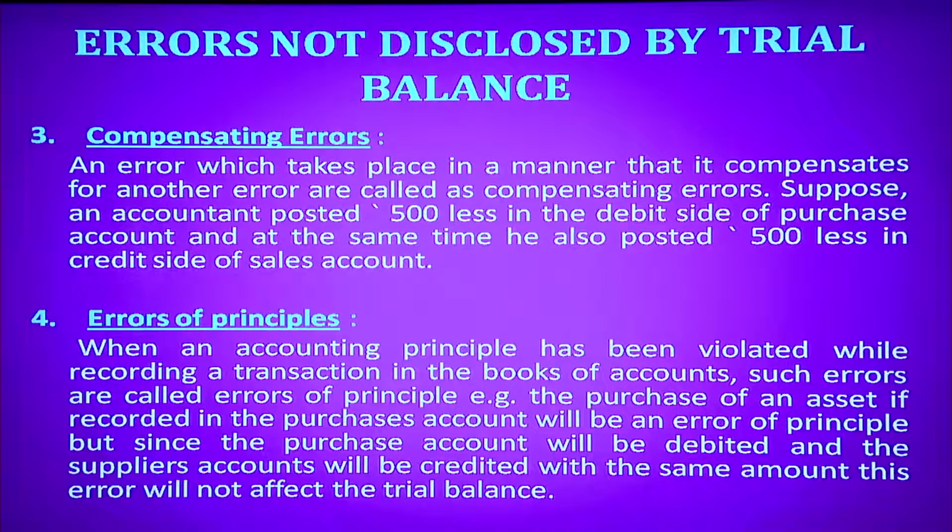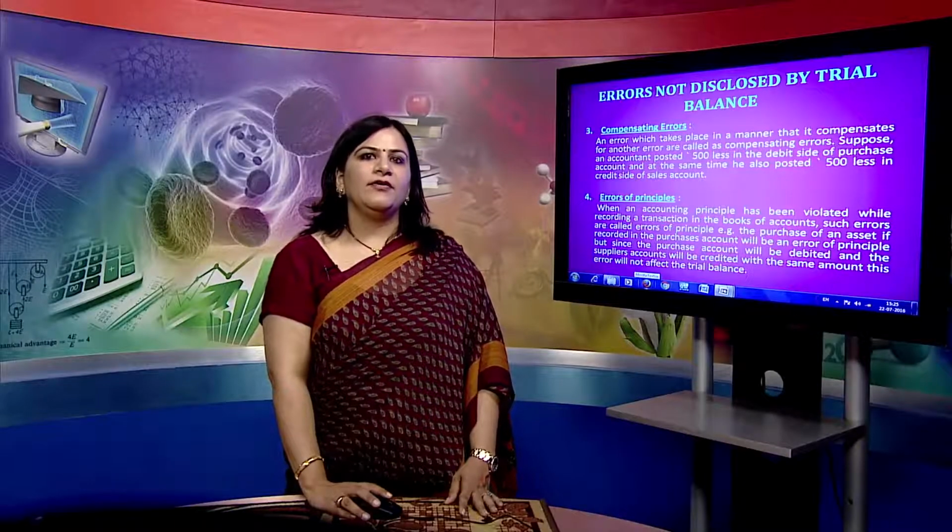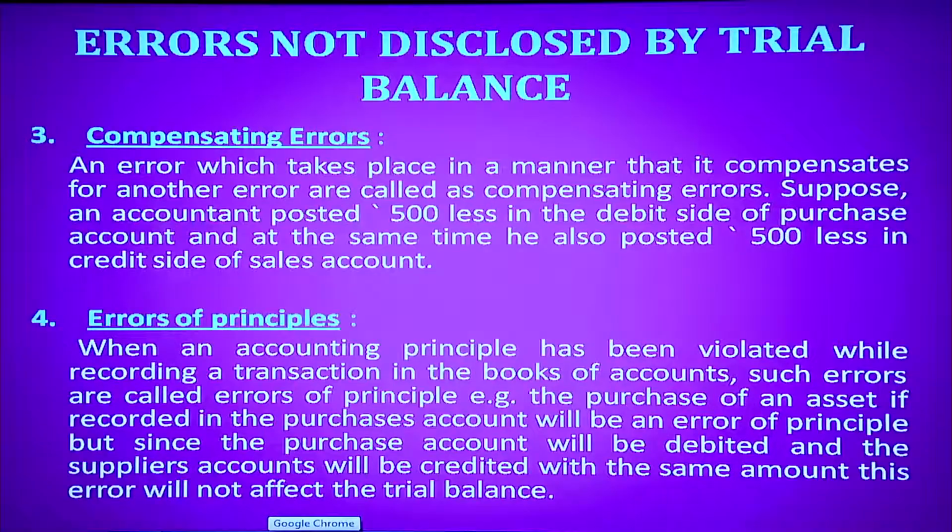The third type of error which may not be disclosed easily by the trial balance is the compensating error. An error which takes place in a manner that it compensates for another error is called a compensating error. As such, it will not be reflected in your trial balance. For example, an accountant posted 500 less in the debit side of a purchase account, and at the same time he also posted 500 less in the credit side of the sales account.